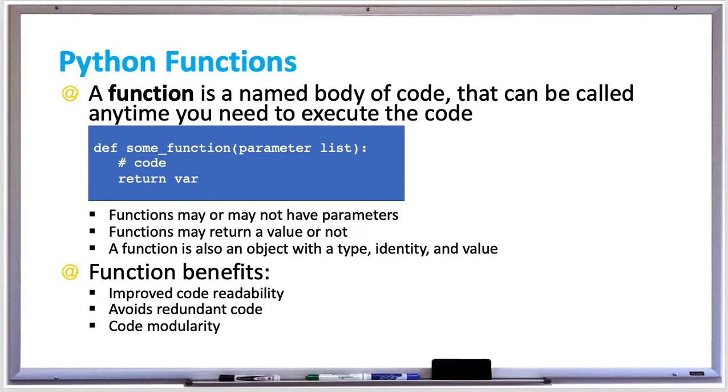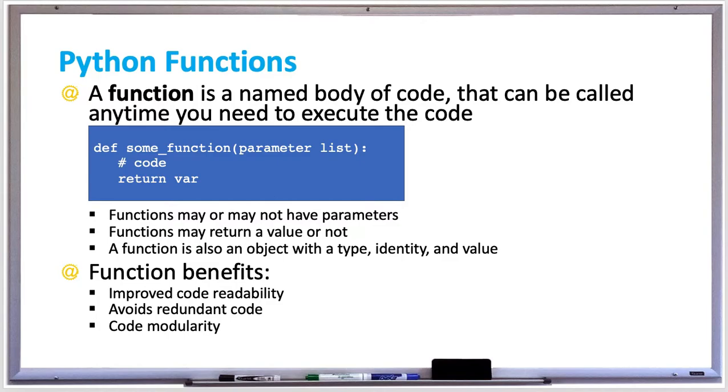So functions may or may not have parameters. They may return a value or not. And a function is also an object with a type, identity, and a value. And the benefits of functions include improved code readability and avoids redundant code and code modularity.